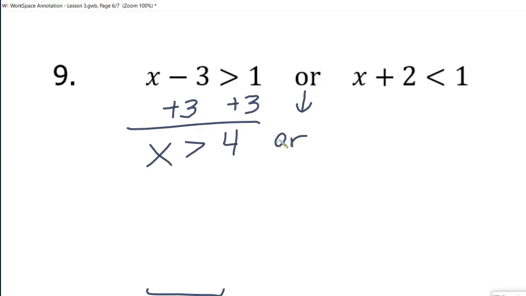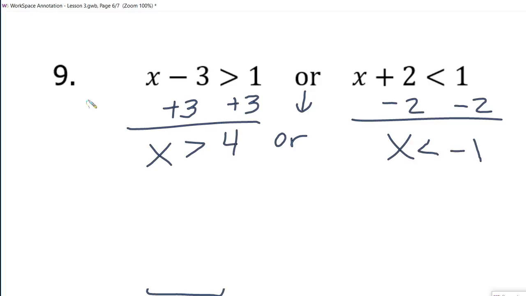Drop down the word or. And over here, the opposite of add 2, we need to subtract 2. So that gives us x is less than 1 minus 2 is negative 1. So there's my answer. Make sure you have the word or in your answer. If you don't have the word or, your answer is wrong.